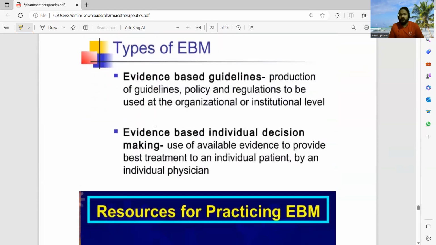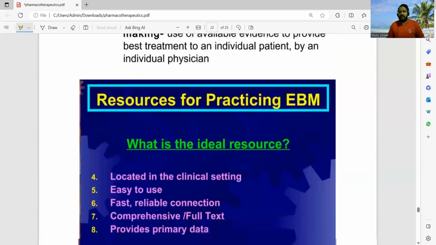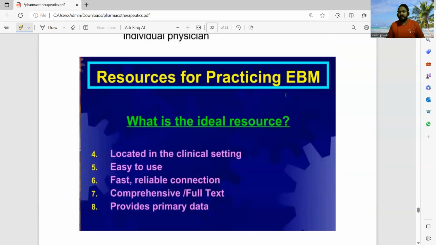Now, types of EBM. Evidence-based guidelines: production of guidelines, policy and regulation to be used at the organizational and institutional level. Evidence-based individual decision making: use of available evidence to provide the best treatment to an individual patient by an individual physician. What are the resources for practicing EBM?